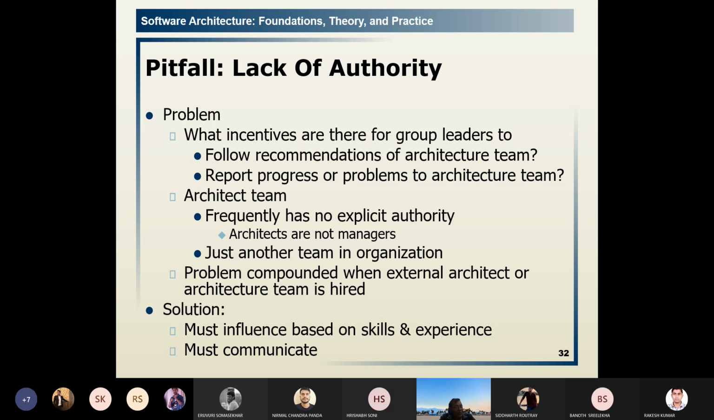So what is the solution? Must influence based on skills and experience, must communicate. So the architects should have the capability to influence the management based on their past skills and experience. And they must communicate with the management, top management, to get certain authority. They must.